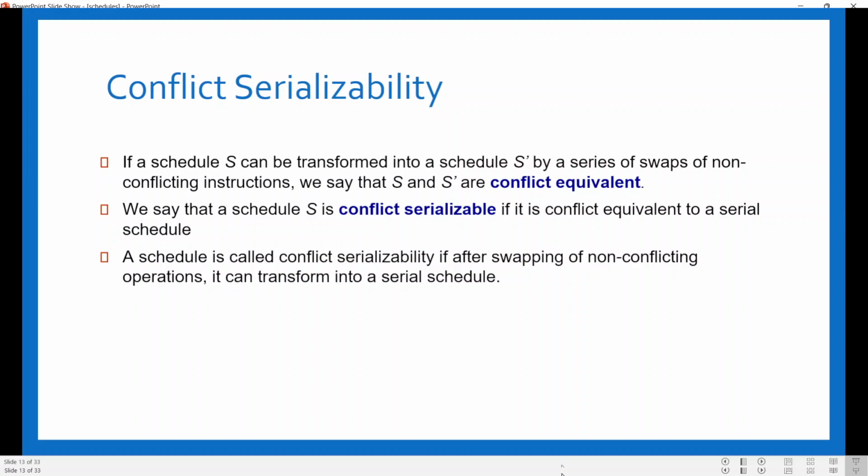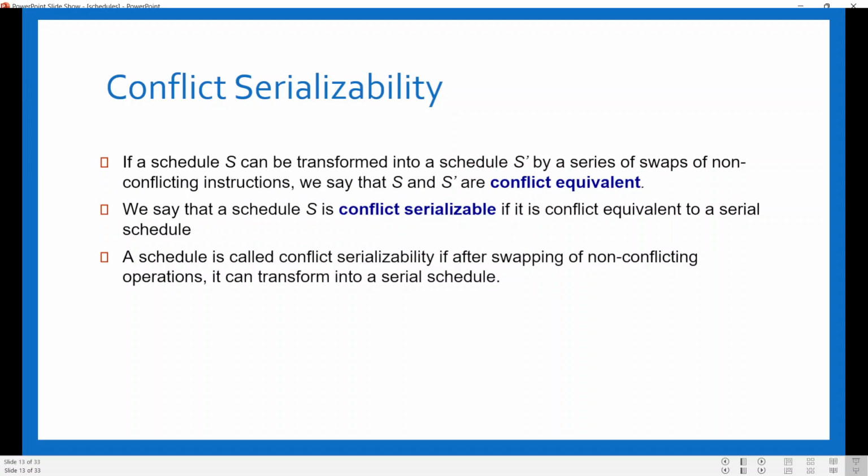So a schedule S is conflict serializable if it is conflict equivalent. How can we say a schedule is conflict equivalent? If we can transform one schedule to another schedule by swapping non-conflicting instructions, then it is conflict equivalent. If a schedule is conflict equivalent, then it will be conflict serializable also. So we can say a schedule is conflict serializable if it is conflict equivalent to a serial schedule. A schedule is called conflict serializable if, after swapping non-conflicting operations, it can be transformed into a serial schedule.